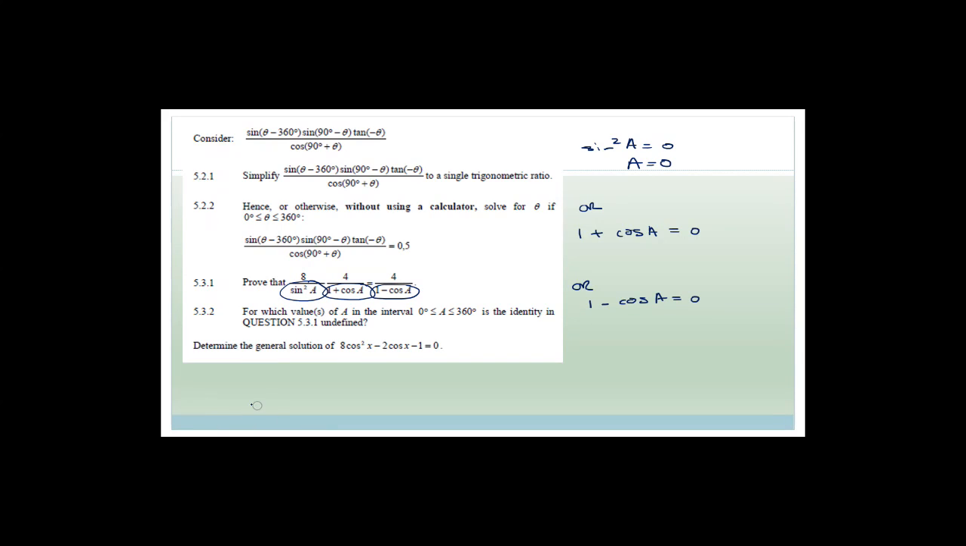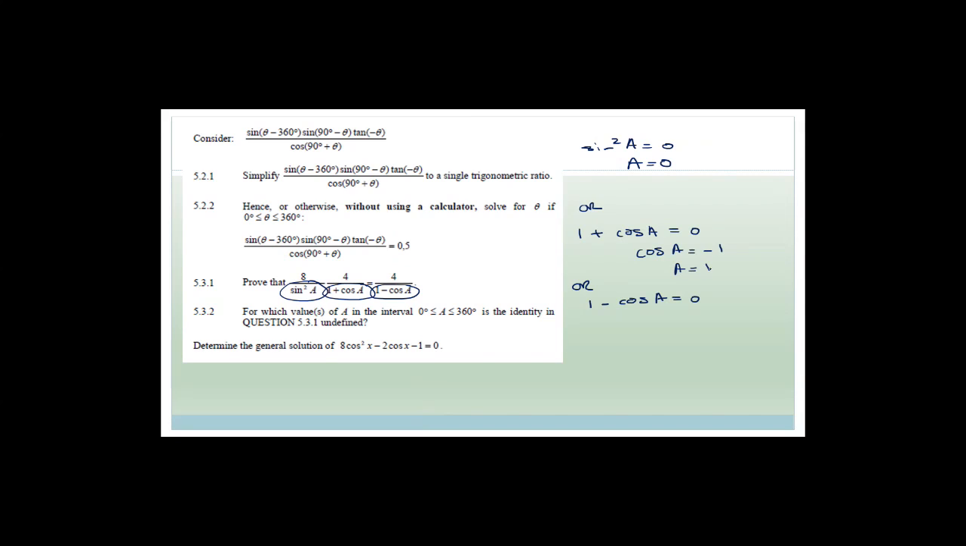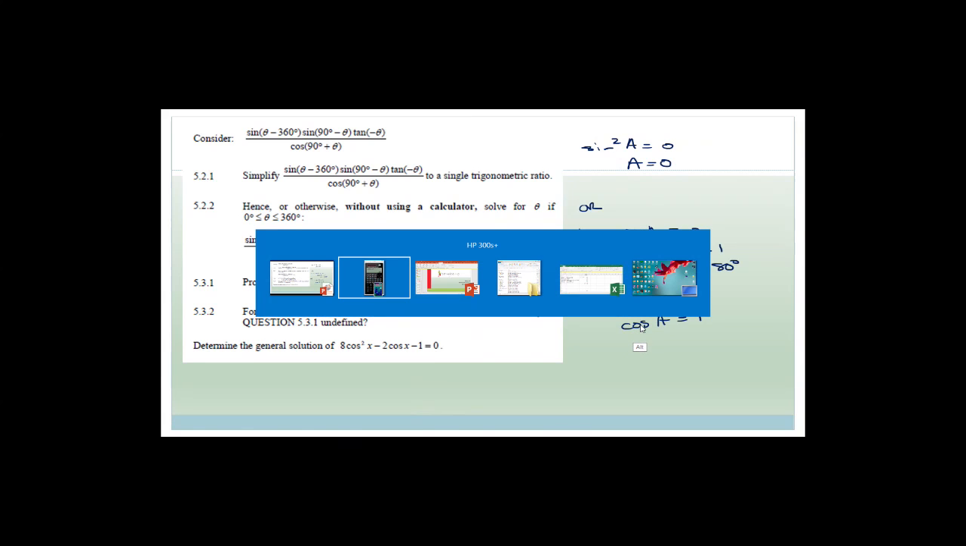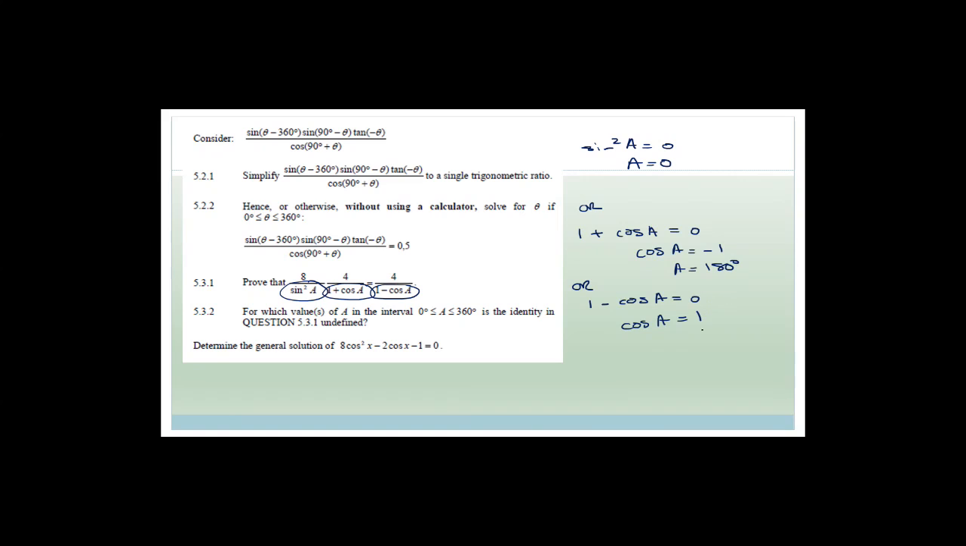Or when cos A is equal to negative 1, so it's going to be shift cos of negative 1 close bracket equals 180. So when A equals 180 degrees, or when cos A is equal to 1, which is also 0 degrees. So A is 0 degrees. So therefore, when is this undefined? At 0 degrees or at 180 degrees. There we go. Not too bad, hey.